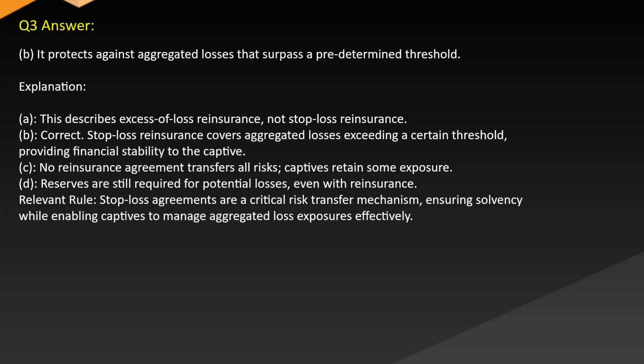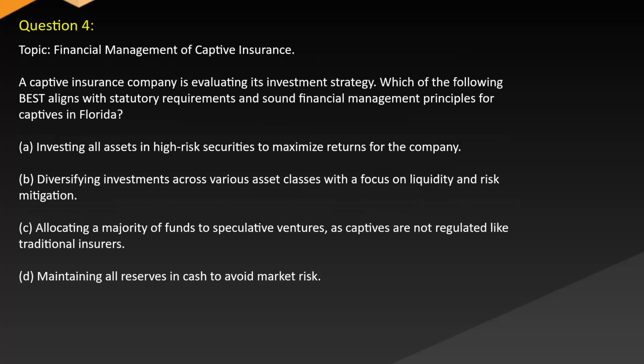C. No reinsurance agreement transfers all risks. A captive retains some exposure. D. Reserves are still required for potential losses, even with reinsurance. Relevant rule: stop-loss agreements are a critical risk transfer mechanism ensuring solvency while enabling captives to manage aggregated loss exposures effectively. Question 4. Topic: Financial management of captive insurance.